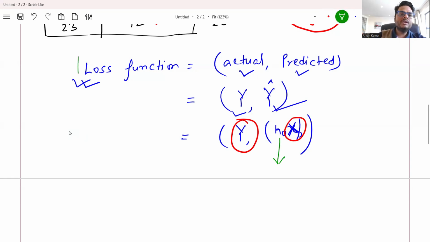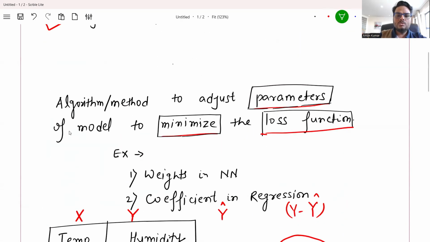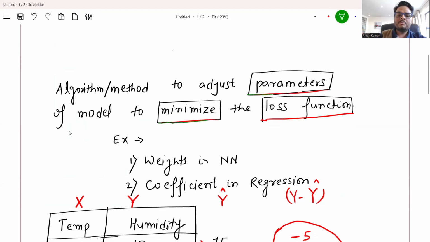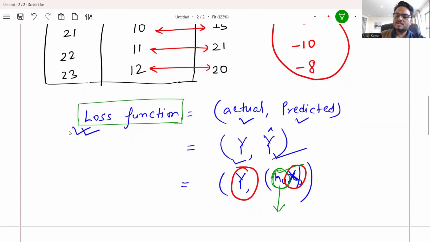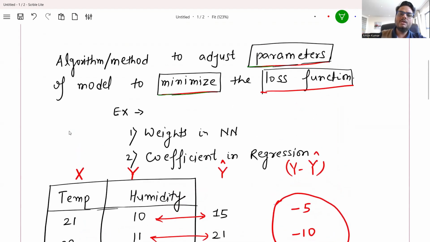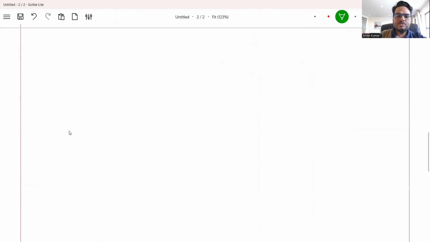So if you have to increase or decrease the value of loss function, what you need to change? You need to change this h naught, which means the coefficient. And hence it is being said here, need to minimize the loss function to adjust the parameter. The parameter is nothing but your coefficient. Hence I told you this is the definition of the parameter, coefficient of linear regression. An example. Let's move a step further now.